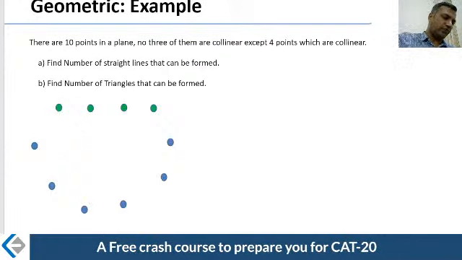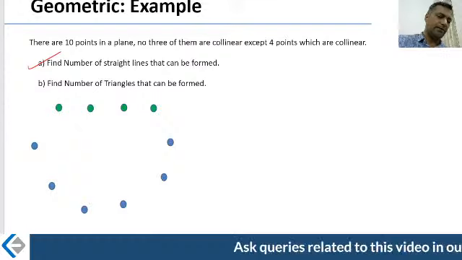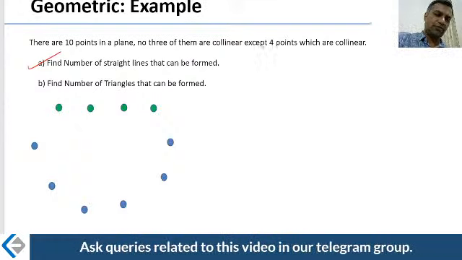All right, let me do the first part for you. Part A I will do. Read the question. There are 10 points in a plane. No 3 of them are collinear except 4 points which are collinear. No 3 other than these 4 are collinear.